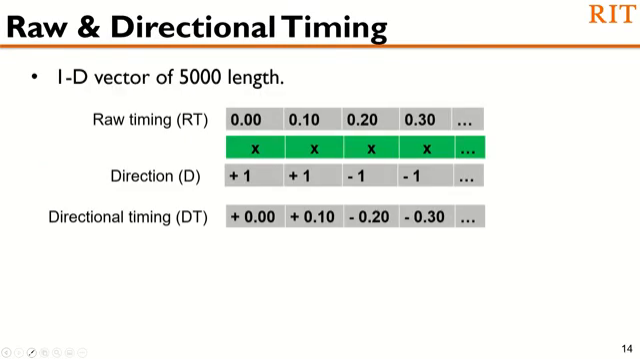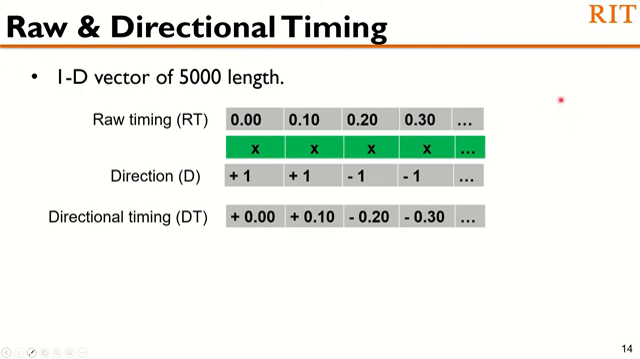We are also interested to investigate the performance of raw timing in a classifier, which we represent as a 1D vector of 5000 length. 5000 length is chosen following the prior work in this domain. We attempted a number of methods to combine both timing and direction information.